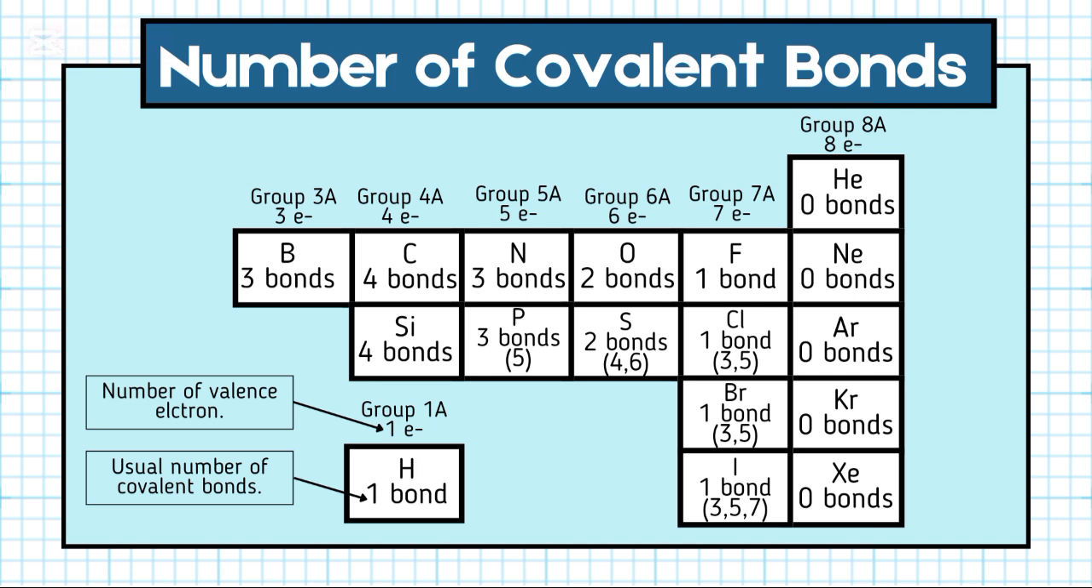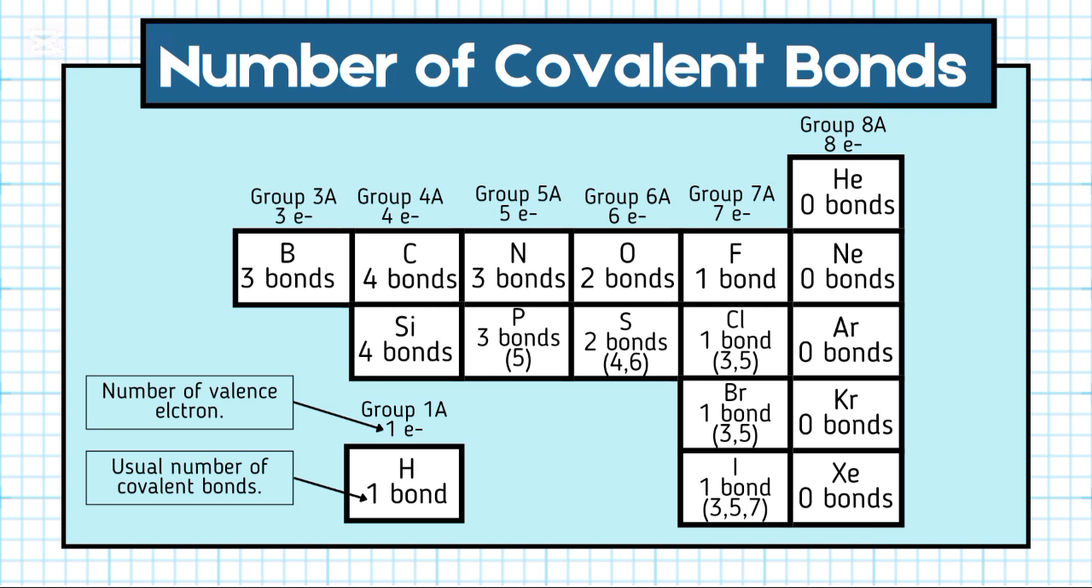Group 7A also has 7 valence electrons, and the elements here, fluorine, chlorine, bromine, and iodine, can form 1 bond. However, chlorine is an exception, bromine is an exception, and iodine is also an exception. Sometimes, chlorine can form 3 or 5 bonds, bromine can form 3 to 5 bonds as well, and iodine can form 3, 5, or 7 bonds.